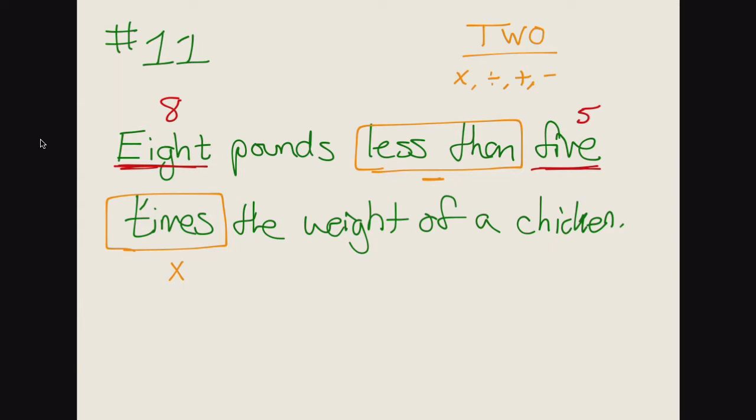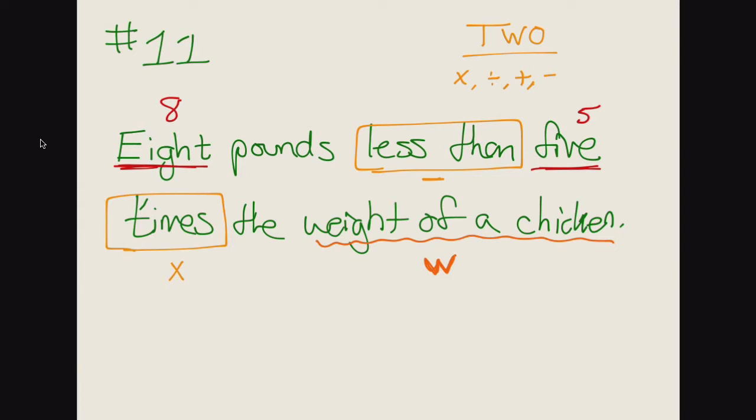There's always going to be a variable. What is the main subject of this expression? 8 pounds less than 5 times the weight of a chicken. Yeah, the weight of the chicken. And can you guys think of a variable that might work well here? W works well. I like it. Okay, so we're going to go with that. So I'm going to go ahead and underline weight of a chicken, and we're going to say that's W. All right. So 8 pounds less than 5 times the weight of a chicken.